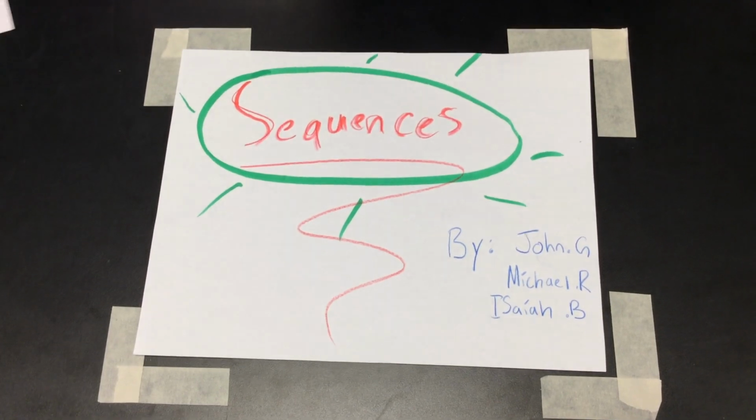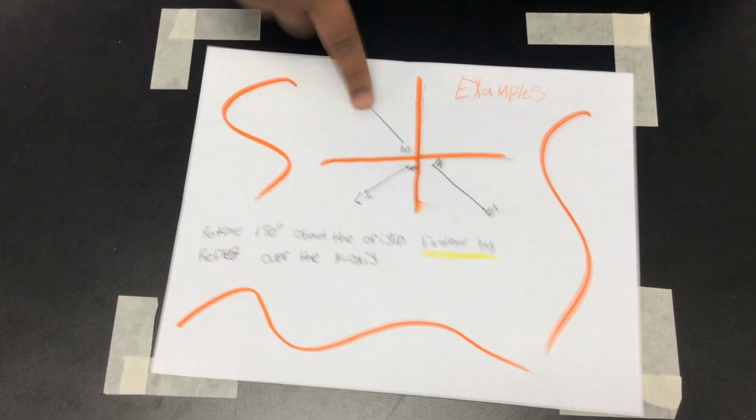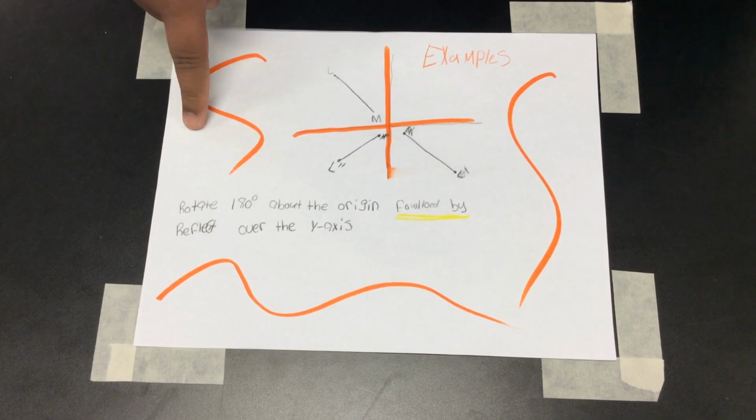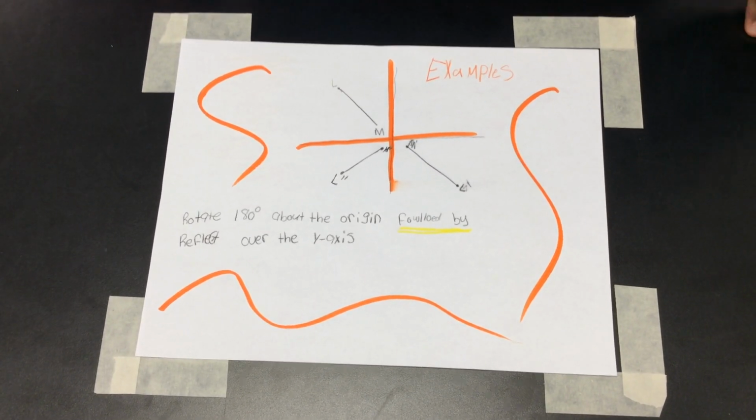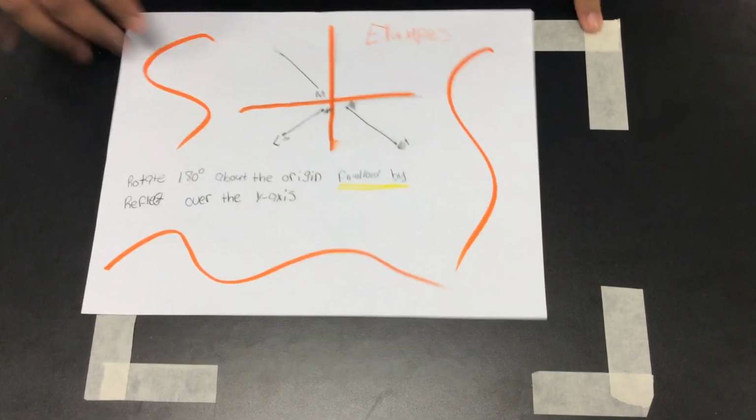Sequences by John G., Michael R., and Isaiah B. One example for sequences is this is the figure and then this is the image. So for the image, we rotate it 180 degrees about the origin, followed by the second image, which we reflected over the y-axis.